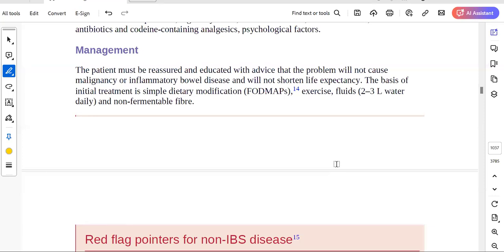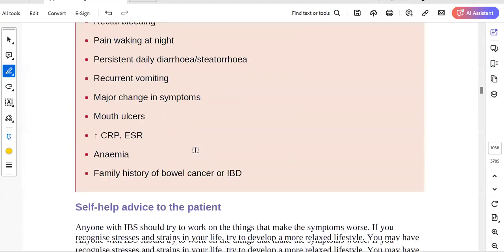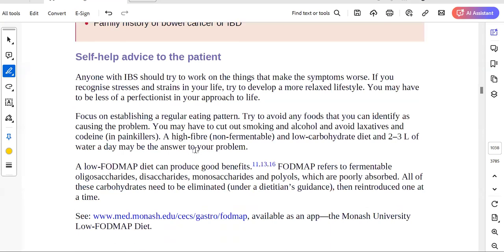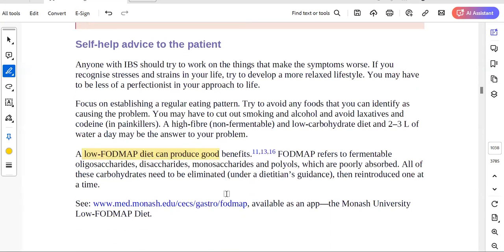Those are not common. The patient needs to be educated that this usually has some kind of stress underlying, and sometimes some of the diet can cause it. So initial treatment is dietary modification. We call it the low FODMAP diet, which is mainly the treatment of choice. It has good prognostic value.